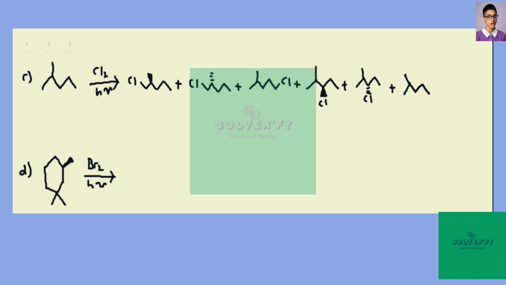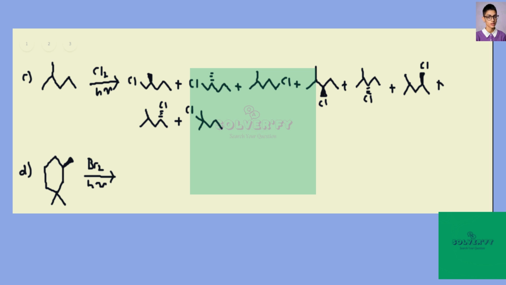And then we can have the chlorine add to this position in either orientation. And then the last molecule that we need to consider, and which would be the sole product if this were a bromination instead of a chlorination, is the chlorine adding to this carbon. Okay, so those are all of our potential products there for C.